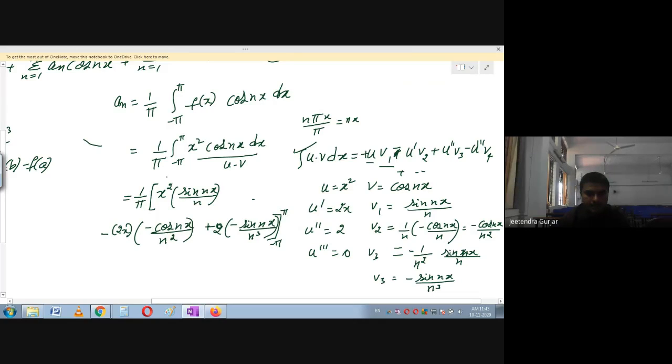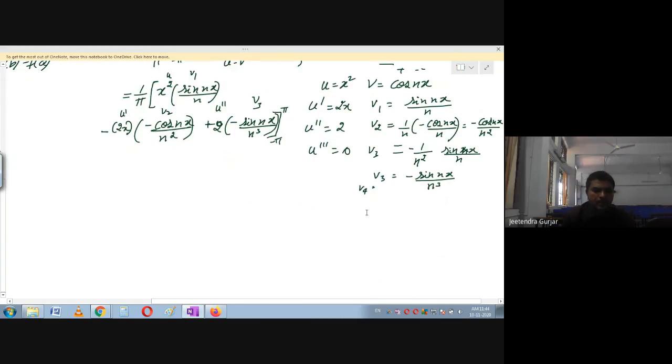So you can see this is u, v1, and this is u dash v2, this is u double dash, and this is v3, students. So you can see u triple dash will be 0, means no need of calculating v4. Okay, please remember this. Now, further simplify this, students. So we can see I will keep this equal to 1 upon pi. You can keep it as it is.